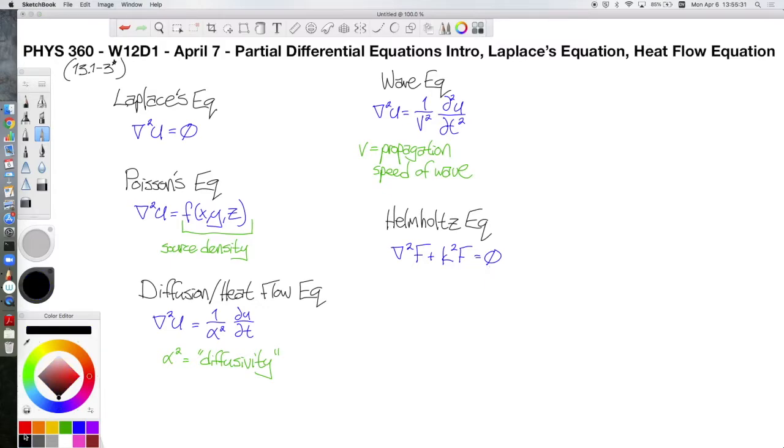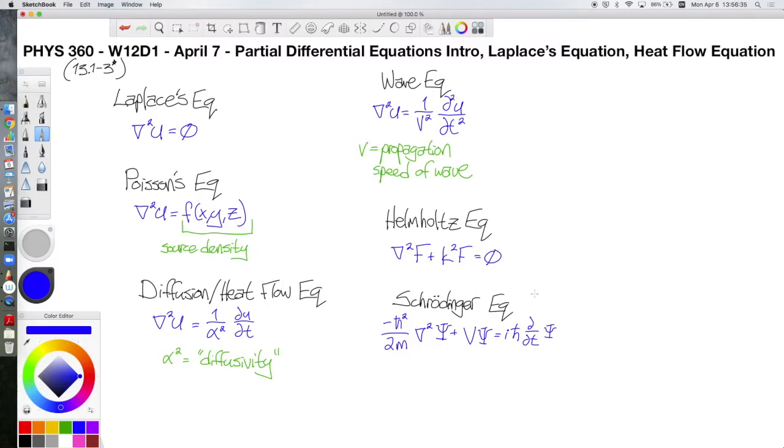Last but not least, we have the Schrödinger equation, which is given as negative h bar squared over 2m times the Laplacian of the wave function psi plus v times psi equals i h bar times the partial time derivative of psi. And the Schrödinger equation is useful for finding the wave function of quantum mechanical particles. So psi here is the wave function of that particular particle.